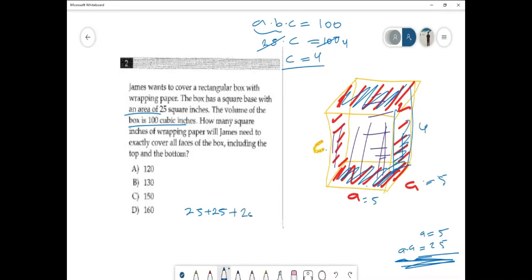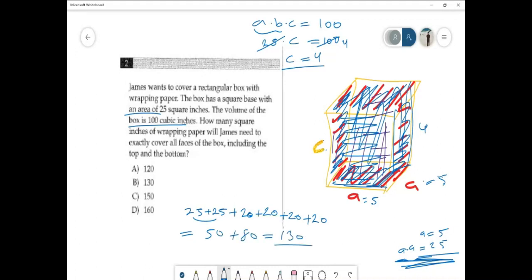This side, A, which is 5, and C, which is 4. 5 times 4 is 20. This side is 20, and this side is 20 as well, because these are parallel, so these should be the same. 20 plus 20. And let's come to this side. In front, 5 times 4, it's the same, it's 20. And the back portion should be 20 as well, because they are parallel. When you sum all of them, it will be 50 plus 80, which is 130.